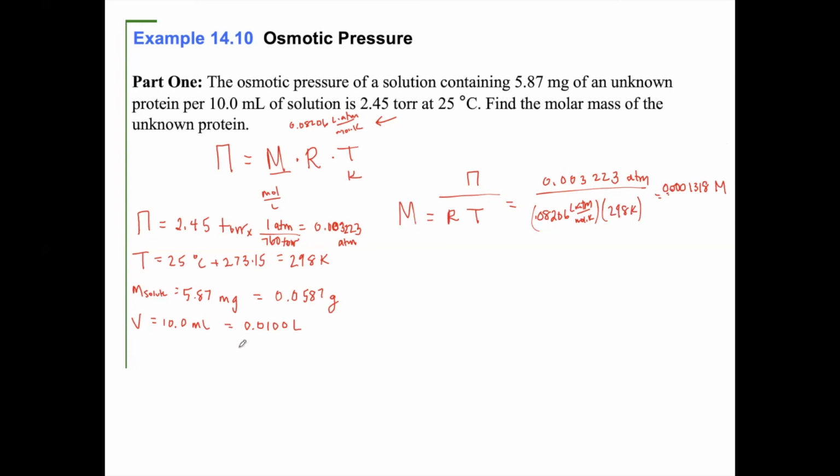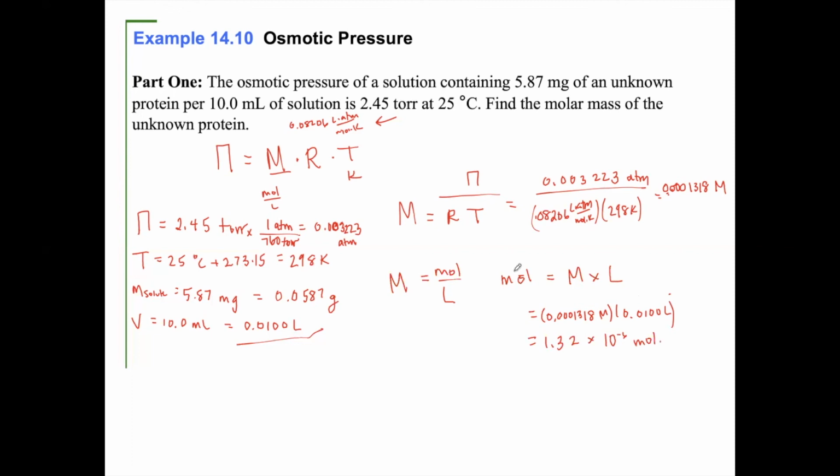Okay, so now we have the molarity, and we have the volume of the solution. And if you recall, molarity is, of course, moles over liters. Therefore, moles is molarity times liters. So we're going to combine these two values. We're going to multiply the molarity times the volume in liters. It's a tiny number, 1.32 times 10 to the negative 6.